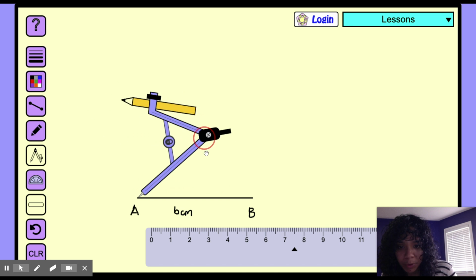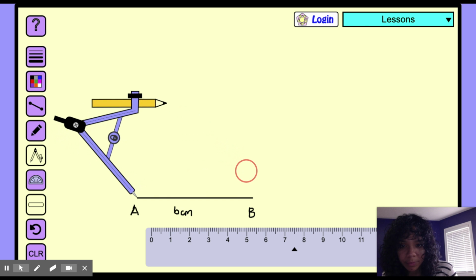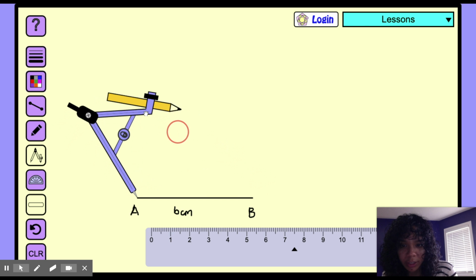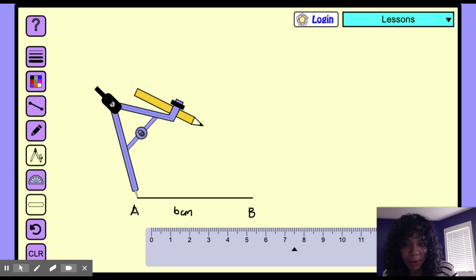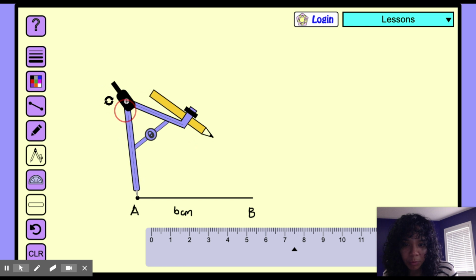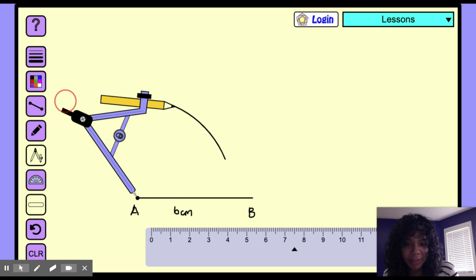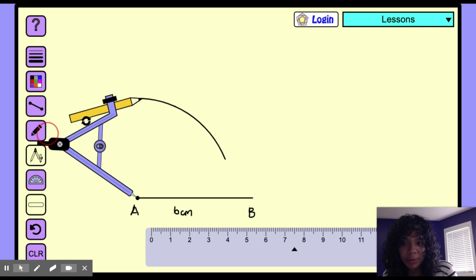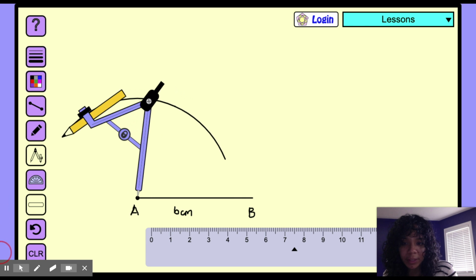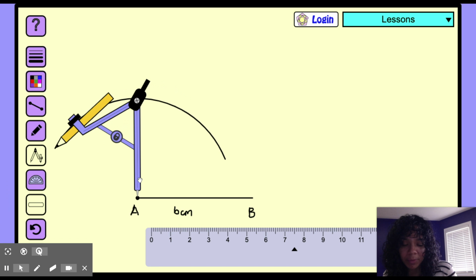Then I'm going to pull my compass up, and I'm going to draw an arc. The way you draw with the compass is by pressing the black part, and voila, you draw an arc. Basically, this arc means any distance from A to the arc is 5 centimeters. So from here to here is 5 centimeters, from here to here is 5 centimeters. If I were to do a circle all the way around, which I can, it would mean that the distance from the A to the circle is 5 centimeters. All right.